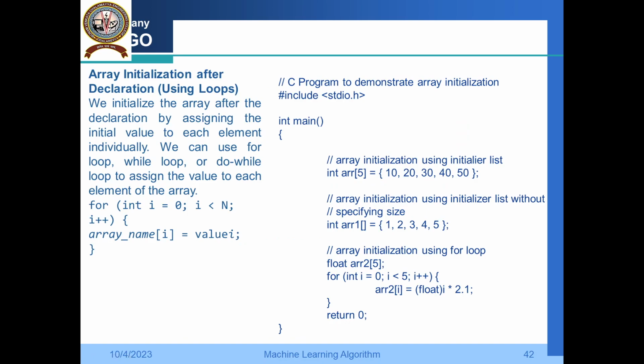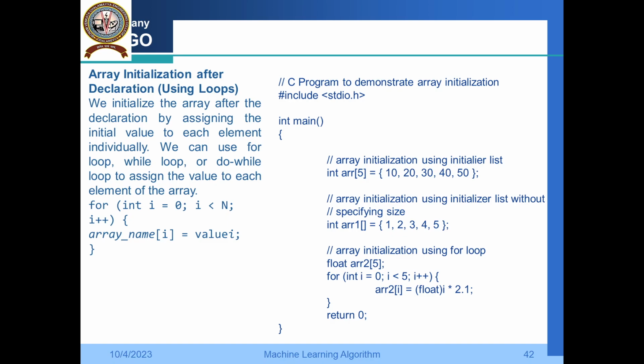Array initialization after declaration using loops is also possible. See here, for integer i equal to 0, i less than n, i plus plus, array of i equal to the i value. This you can also do. What is the meaning here? First of all, I start this program with stdio, integer main, integer array of size 5, then 10, 20, 30, 40, 50, all the things. Then what I do, then you got it now.